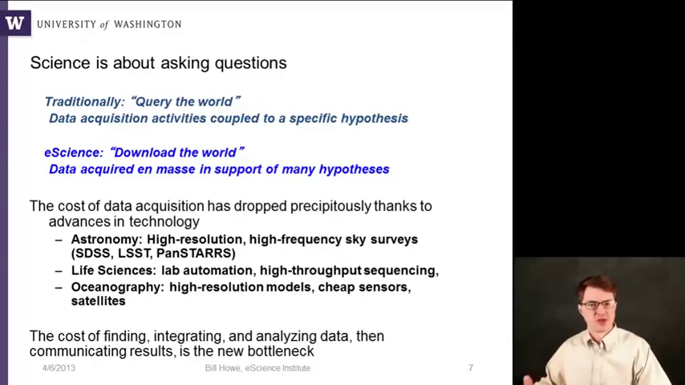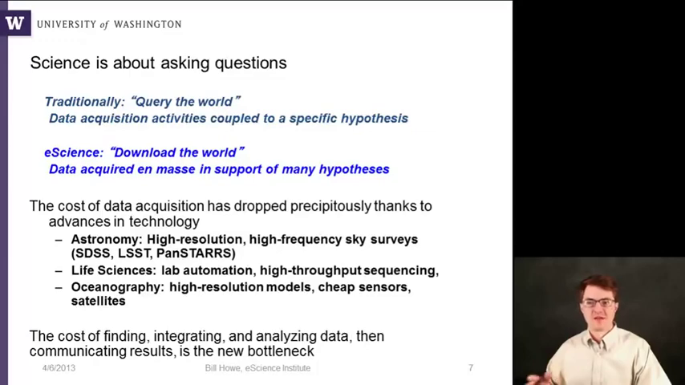But eScience has really shifted a bit, where now you're downloading data en masse. You're downloading the world first, putting it into some sort of a representation in the computer, and then querying that database to test your hypotheses. And so the data can be acquired independent of any specific hypotheses in some cases. Okay, and this is due in part to the cost of data acquisition dropping precipitously thanks to advances in technology, right? So the telescopes you can build now, that we'll talk about in the next couple of slides, can acquire enormous amounts of data at very high resolution.